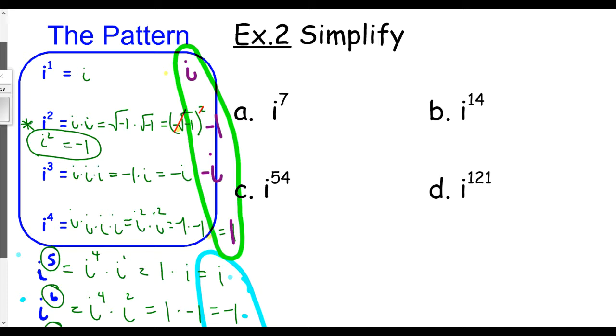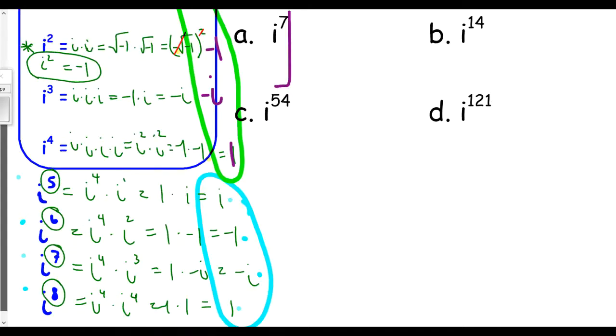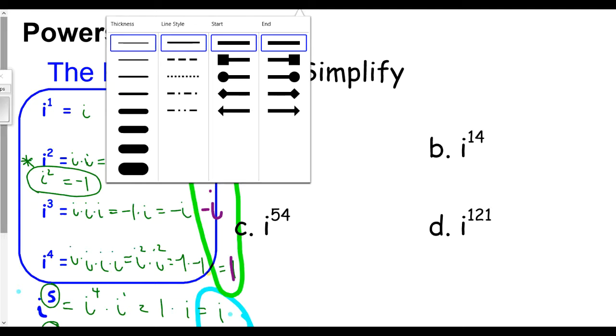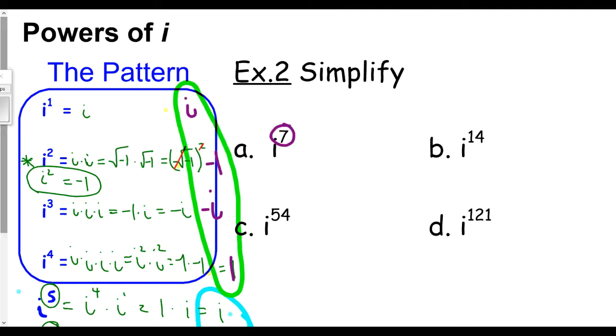Well, it is already down on my pattern from before, but just to show you, I would go through and look at this i to the seventh. There we go. So I'm trying to think, how can I build to 7 using 4? Well, that would be i to the fourth, and then how many more do I need to get to 7? Well, i cubed.